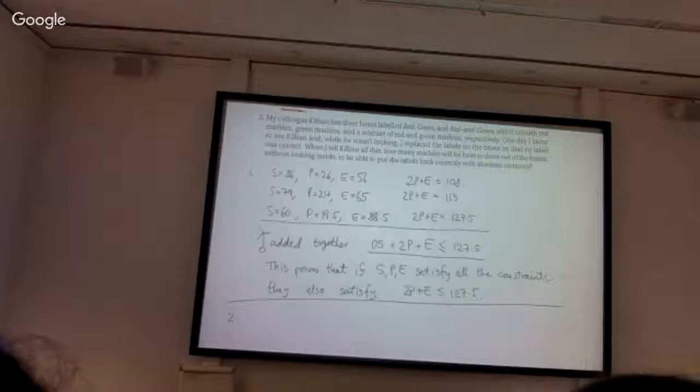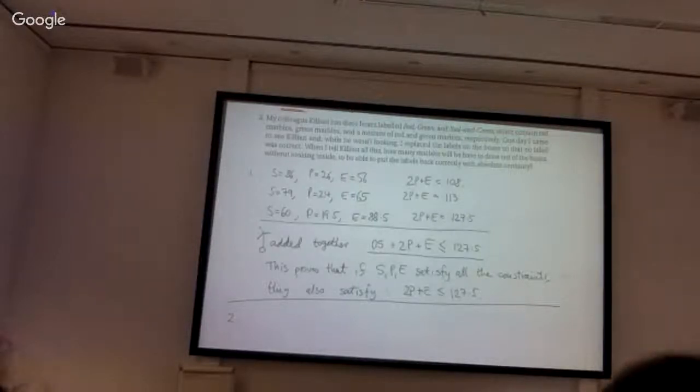Now, if I mix up the labels in such a way that none of them is correct, you want to put the labels back on the correct boxes, and you want to not look inside, but you can just pull out a marble, look at its color, aha, pull out another one, aha, pull out another one, aha, and the question asks how many. What is the minimum? What is the least possible number of marbles that will make sure that you can put the labels back correctly? Is that clear? Question?